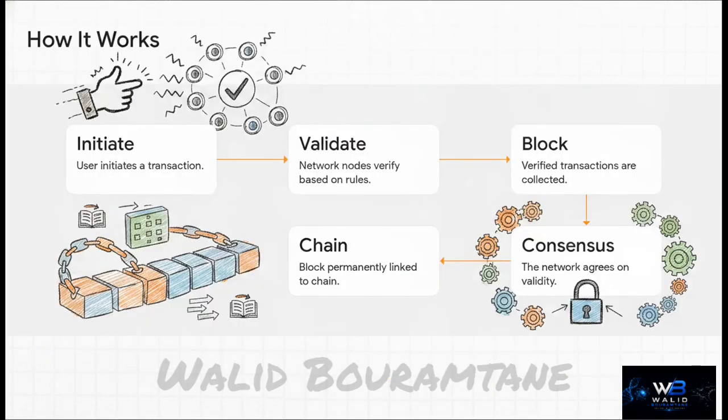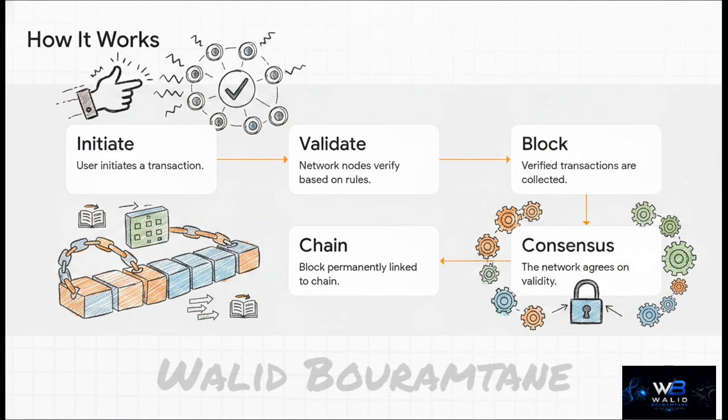To make this abstract concept a bit more concrete, let's actually walk through this step by step. First, a user initiates a transaction. Let's say you're sending some digital value. Second, this request is broadcast to the network, and the nodes validate the transaction based on strict, predefined rules.